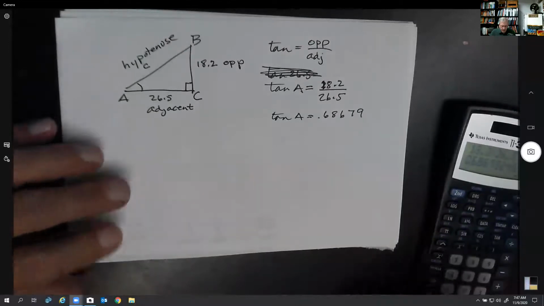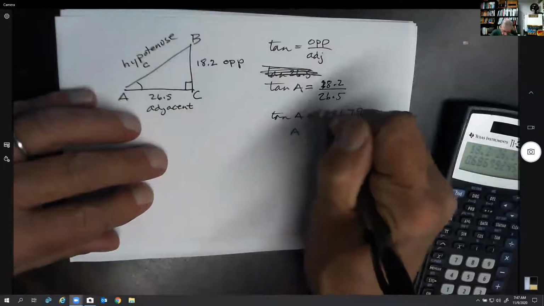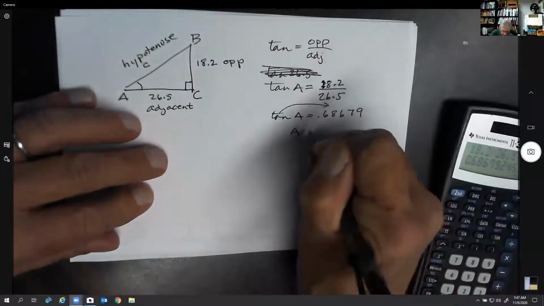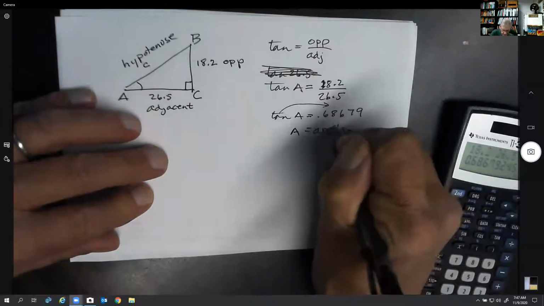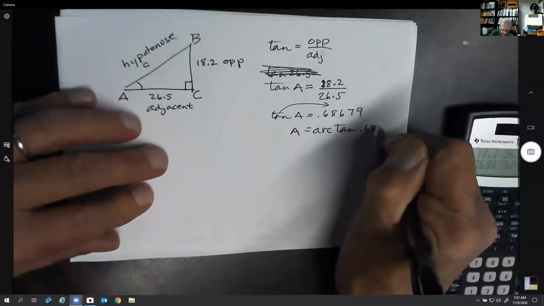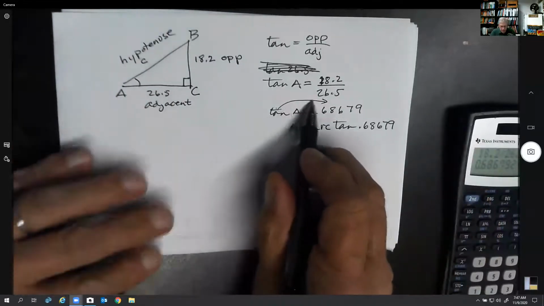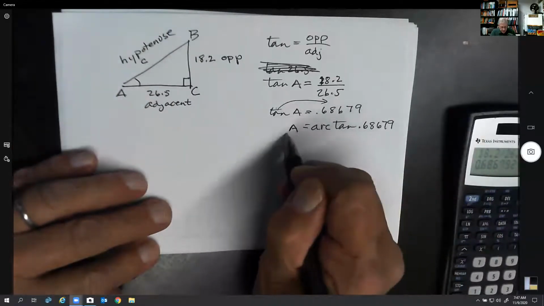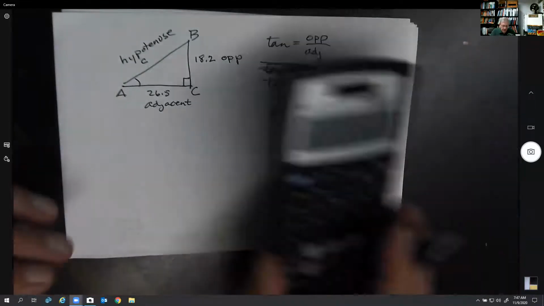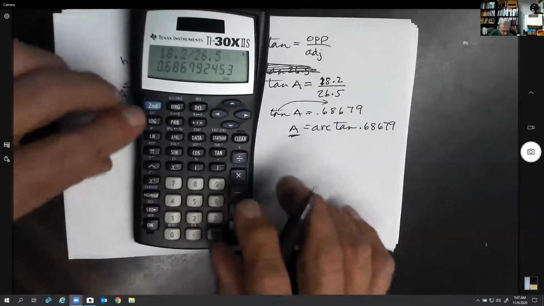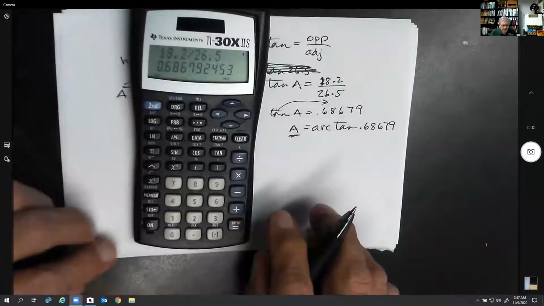Okay, now I want to find A. So I'm going to bring this over to the other side. We call that the arctan. Arctan of 0.68679. Whenever we bring this to the other side and leave A, capital A, all by itself, that means we're trying to find an angle. When you're trying to find an angle, arctan means inverse tan.